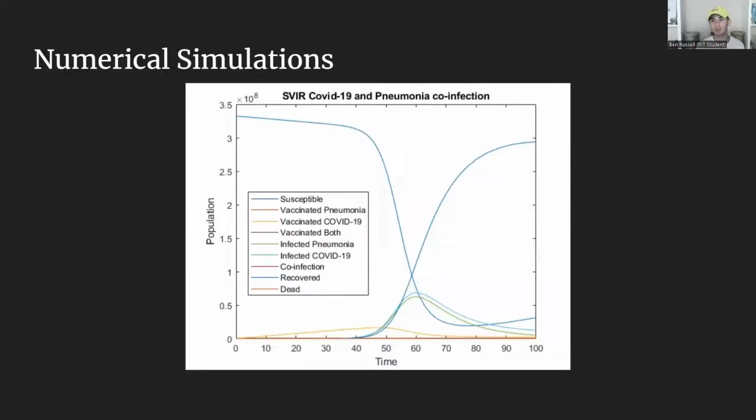The numerical simulations are important because this is our actual data. We're going to compare this to real life, meaning this is what it looks like just when you run the MATLAB code. This is what you get, and it's a little bit difficult to look at, so we're going to go piece by piece.